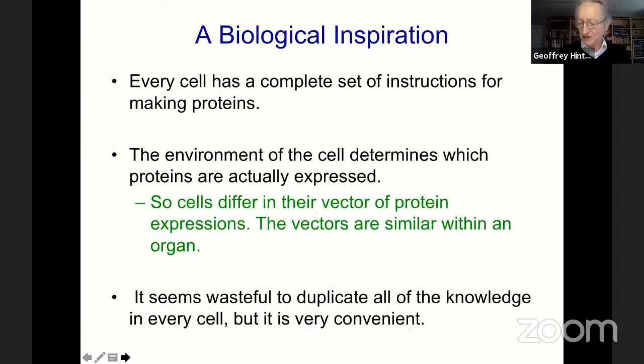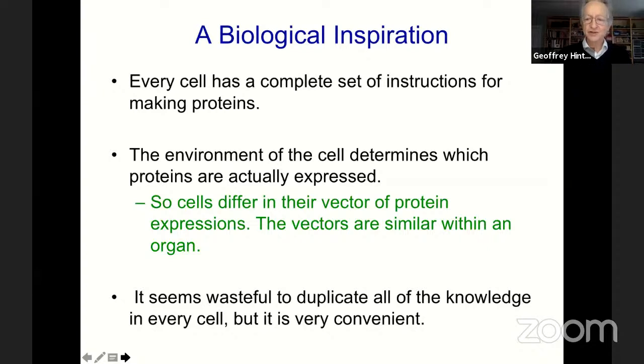So there's a biological analogy here. Here's a weird fact about biology that's so familiar that it doesn't seem weird anymore. Every single cell in your body has the instructions for being anything. It has unlimited potential, at least when it starts out. So your brain cells know how to be liver cells, and that seems completely crazy. Now, the actual environment it's in determines which proteins it actually builds, which genes it expresses. So cells differ in their vector of protein expressions, but they have the same knowledge in them.